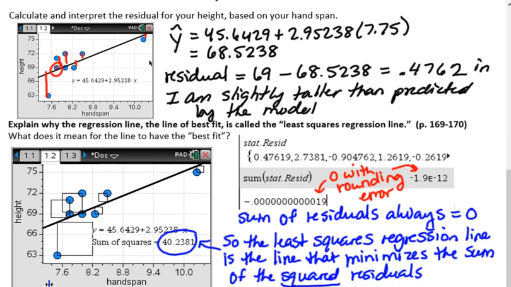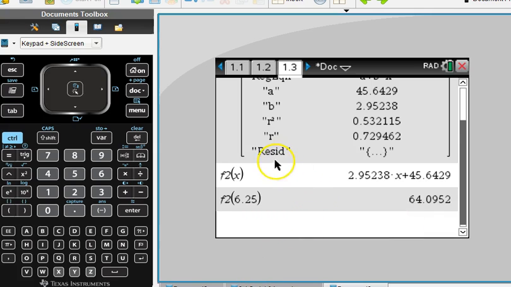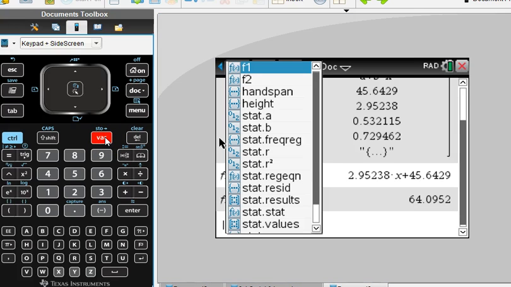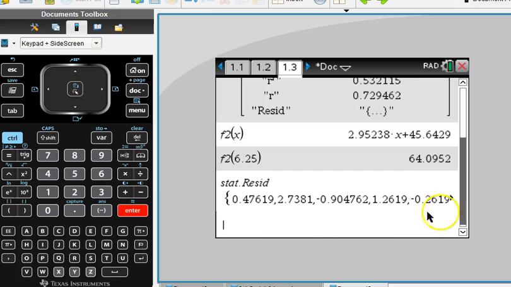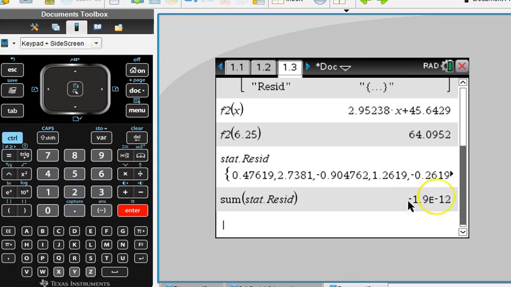If you go back to the calculator, one of the things you get when you do a regression on the calculator page is a residual list. If I go to the variable button, the most recent regression I have is stored in here, and if I go to stat residual and push enter, it gives me a list of all of the residuals for this particular regression. If I take a sum of those residuals, I should get 0. Well, this isn't 0, but it's 0.0.